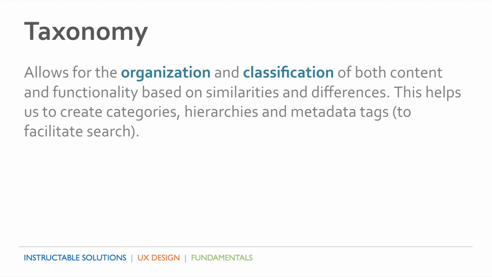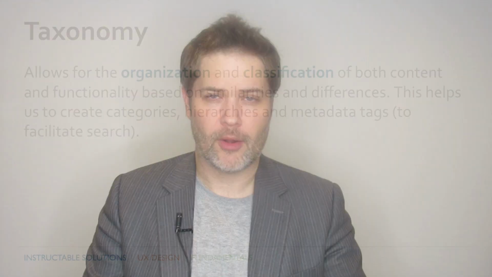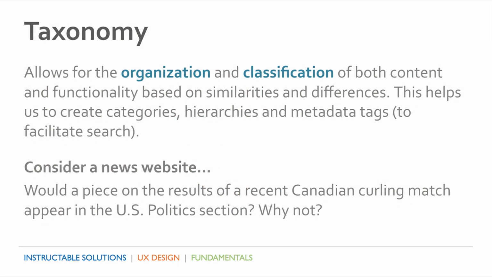Taxonomy allows for the organization and classification of both content and functionality based on similarities and differences. This helps us to create categories, hierarchies, and metadata tags to facilitate search. I hope some of this is really coming together. We've already spoken about hierarchies. We've spoken about attributes and facets. We've spoken about groupings of elements with specific names, with like intent. Taxonomy really gives us that additional step of organization that helps us make those decisions.